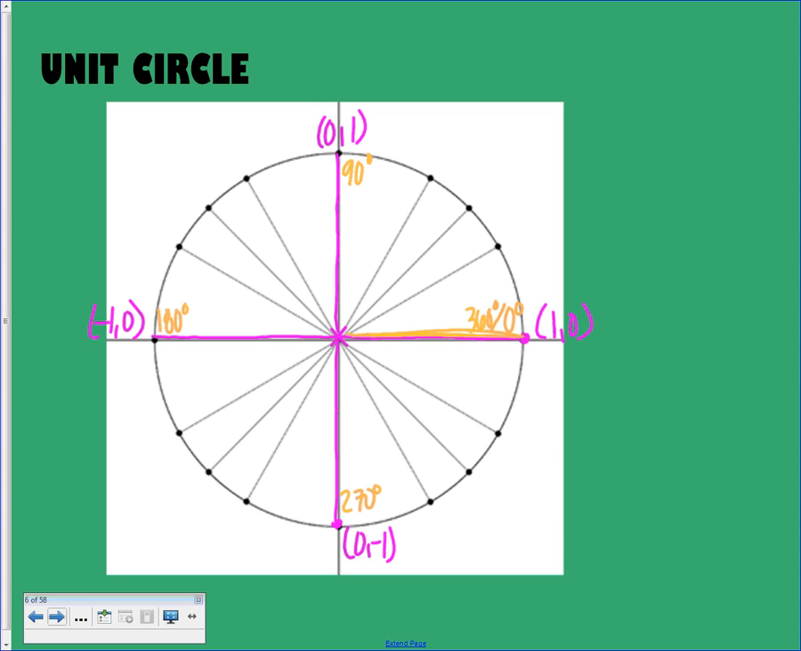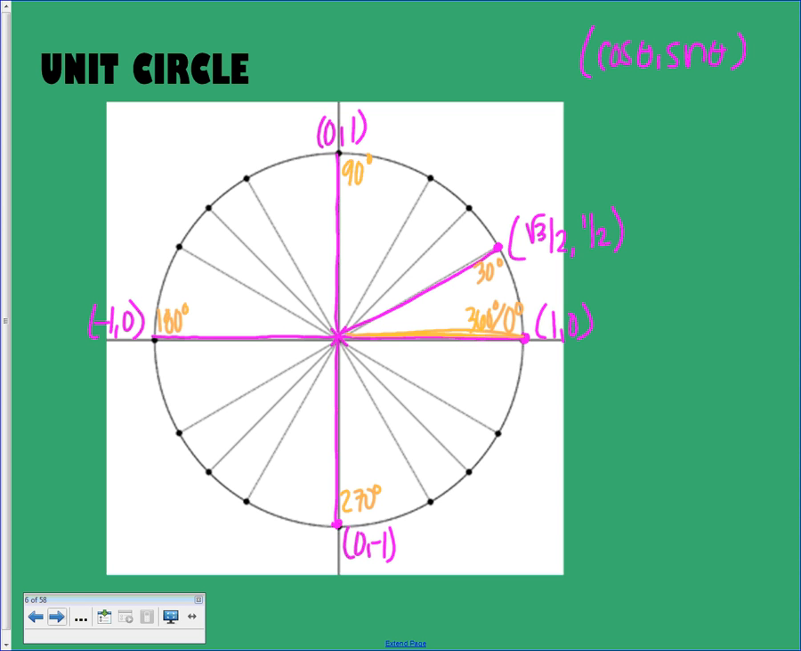Now we're going to talk about the ones that we worked with yesterday. If we think about our triangle and our special angle, this first one is going to be 30 degrees. We know all of our ordered pairs are cosine of that angle, comma, sine of that angle. The cosine of 30, which we dealt with yesterday, is the square root of 3 over 2, and the sine of 30 is 1/2. So the ordered pair of this little dot is (square root of 3 over 2, 1/2).